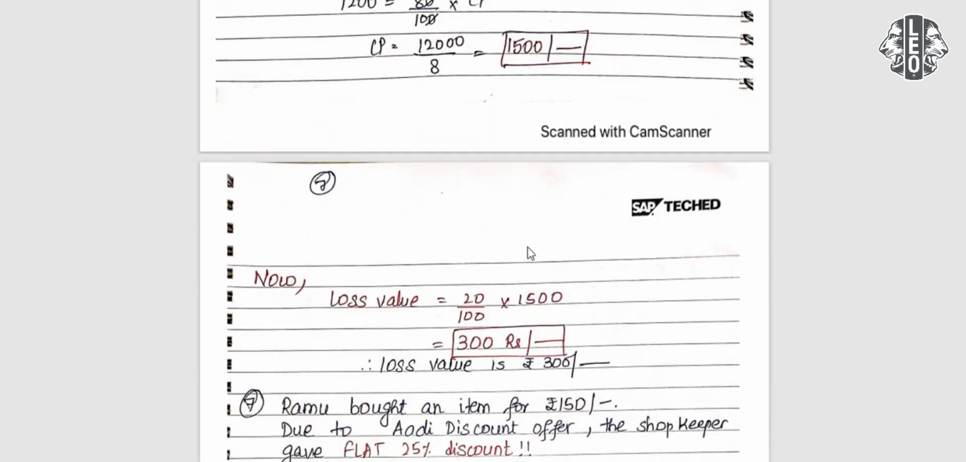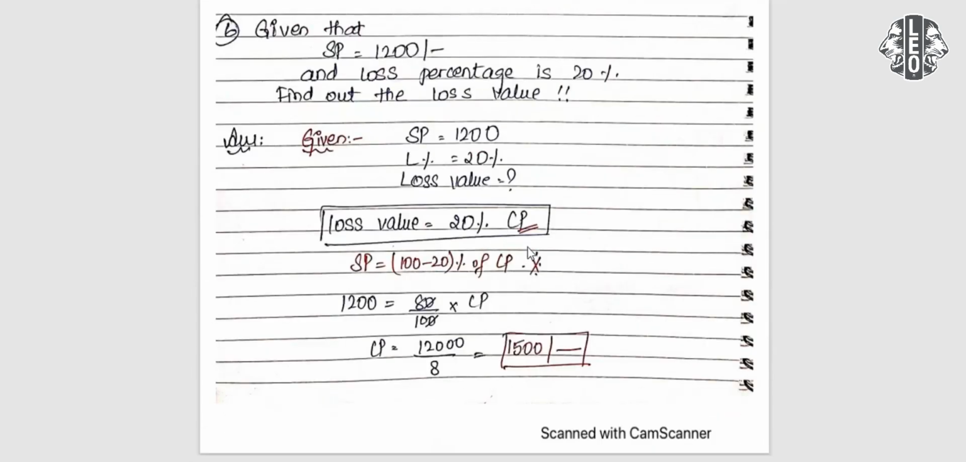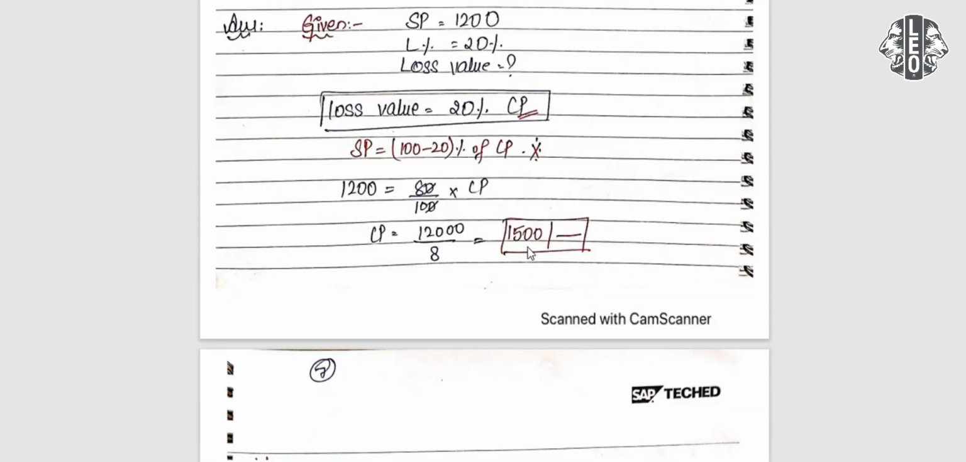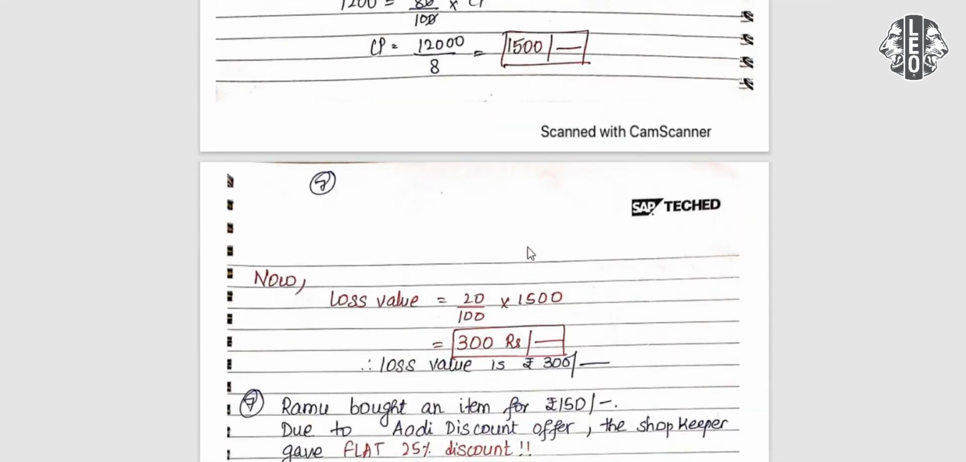So 300 rupees is the loss incurred by the shopkeeper in selling the good at this particular amount. If he is selling the good at 1,200 with a loss percentage of 20%, what is the loss value? Now 300 rupees is the loss value. So this is the method to be used so that you find out the loss value.